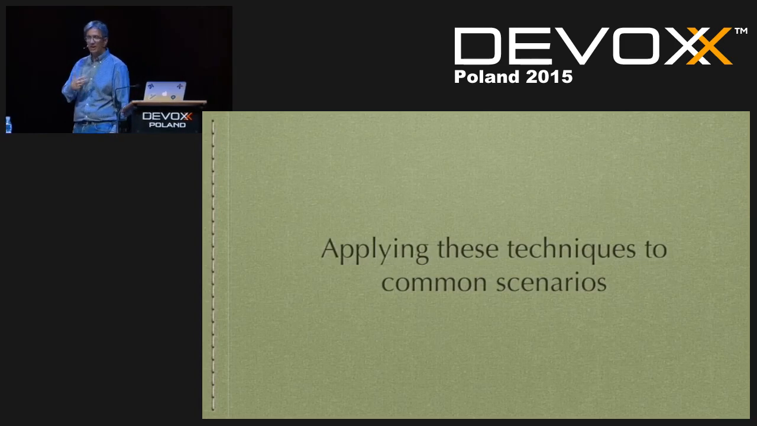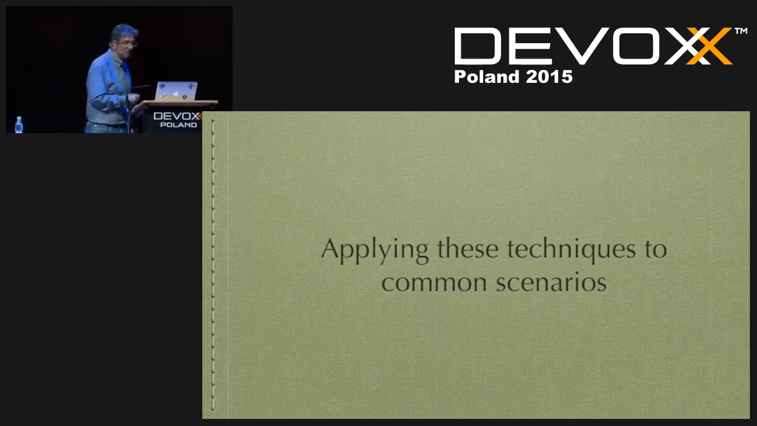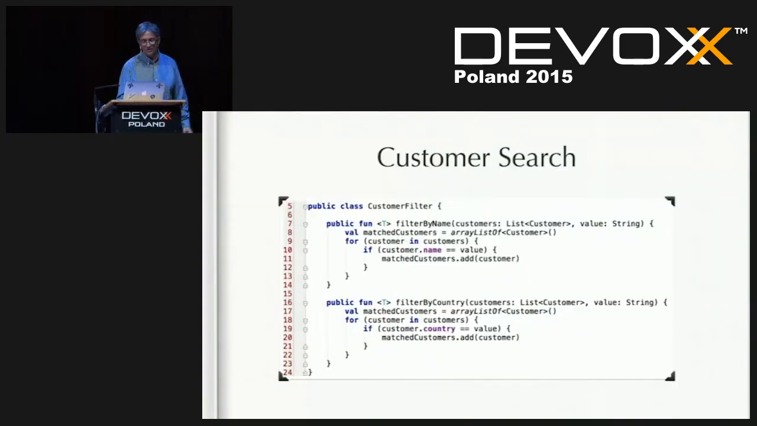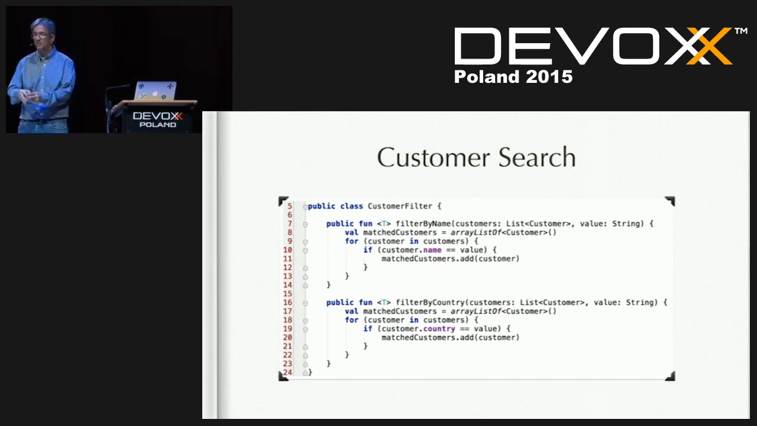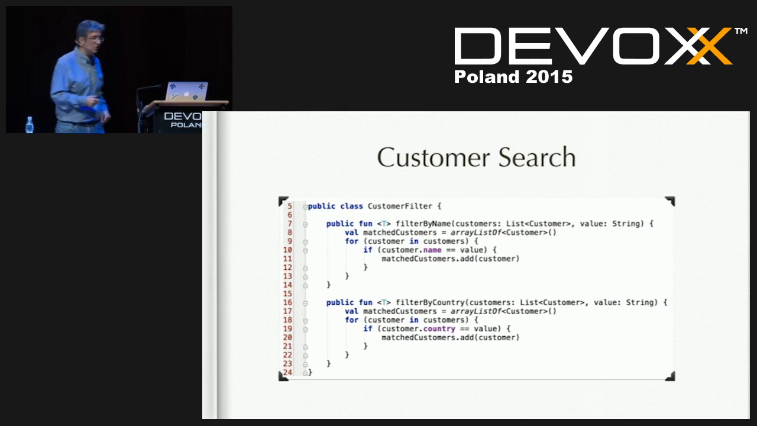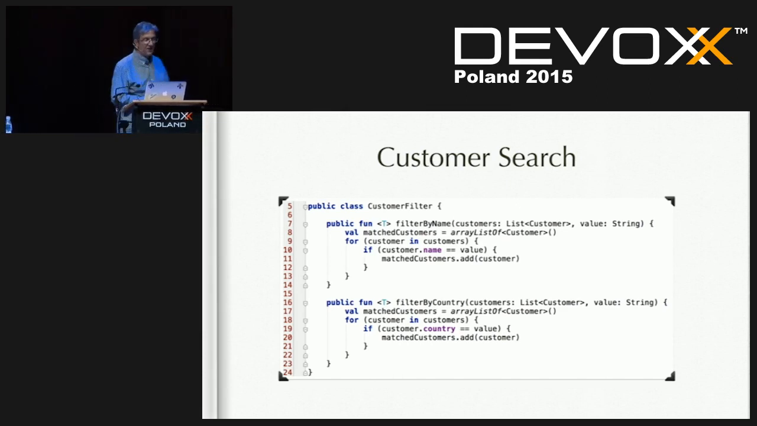So we can start to apply these techniques to common scenarios. So here's a typical scenario, code that everyone has seen. It's called a customer filter, otherwise known as a repository pattern, which actually is wrong because repository patterns don't usually have search by or find by methods, but we do it nonetheless.